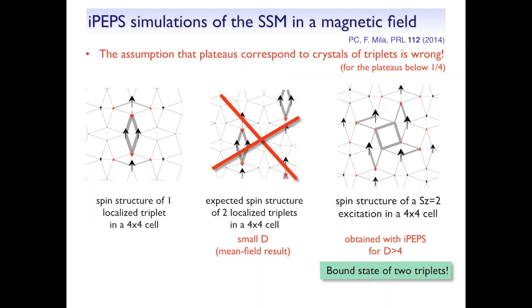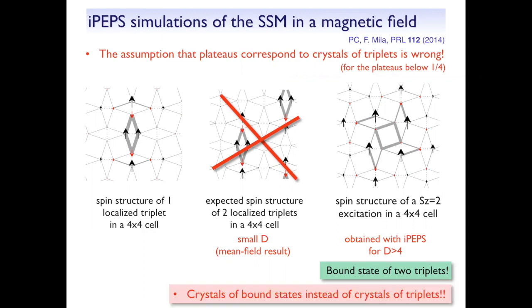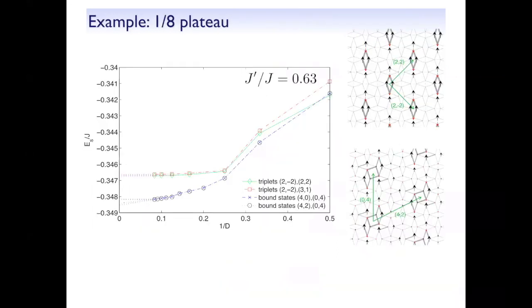Okay, so it turns out that if you include higher order quantum fluctuations, two triplets actually like to form these bound states. And in the end, it's these types of objects which form the crystals. Let me just show you one example for the 1/8 plateau.